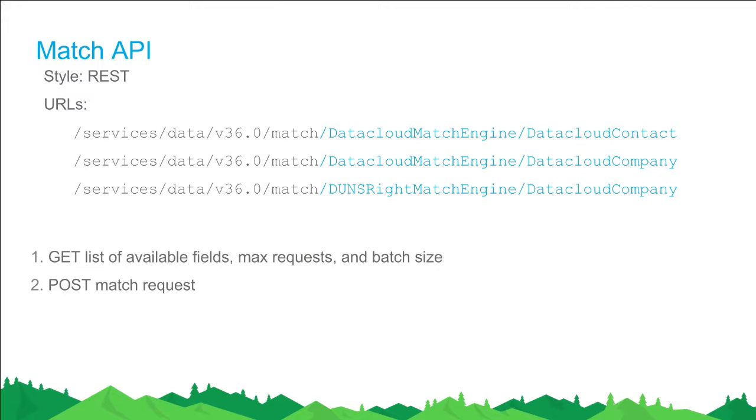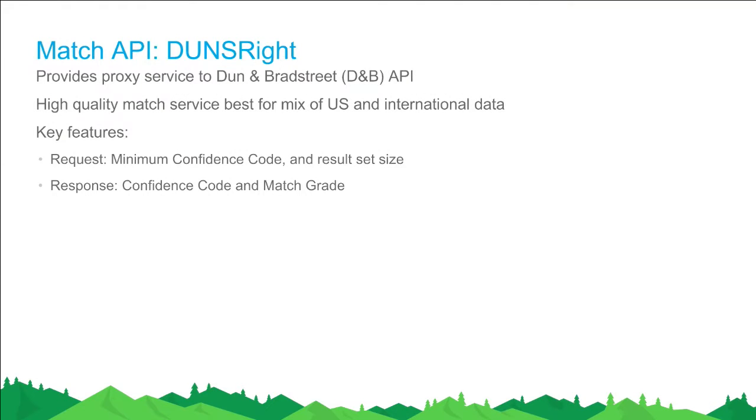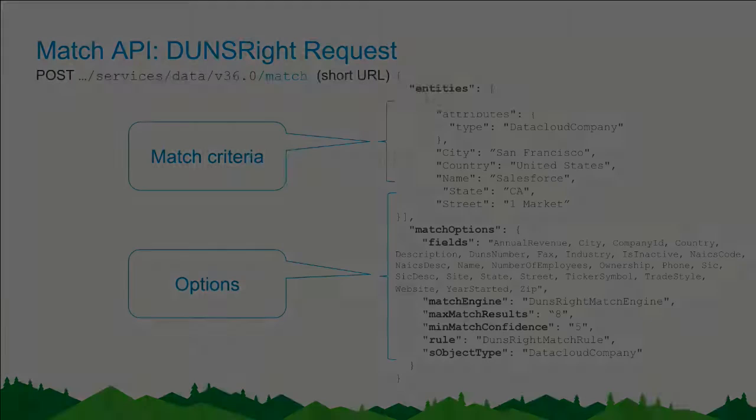We talked about the different matching that we have. We have matching across contacts and companies. For companies, you have an option to either use Duns Right or use Data.com matching. Duns Right is really good if you have international company data. So if you're doing a lot of business internationally and you want to match your companies, Duns Right is the match engine that you should be using.